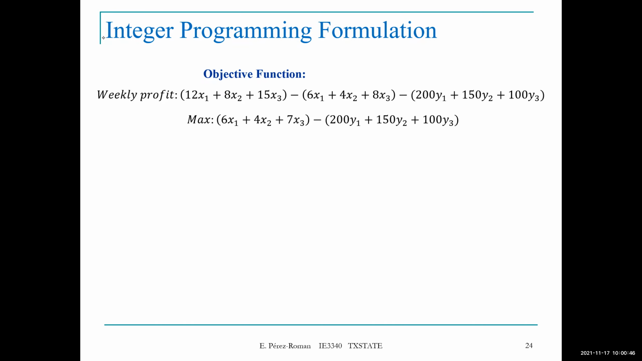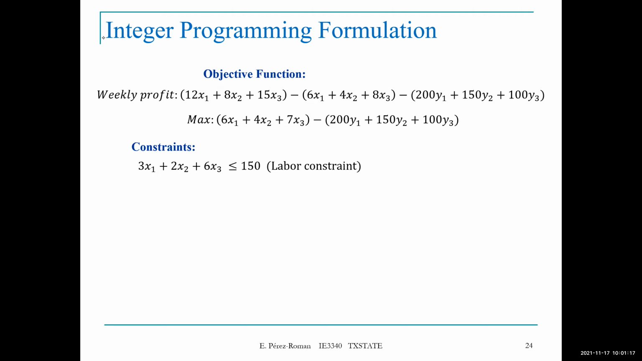So if we solve this piece for the x1, x2, and x3, this is going to be a smaller function, 6x1 plus 4x2 plus 7x3 minus the cost of renting the machines. So what are the constraints? We have a labor constraint. We have 150 hours available. So we have a limitation in that sense.